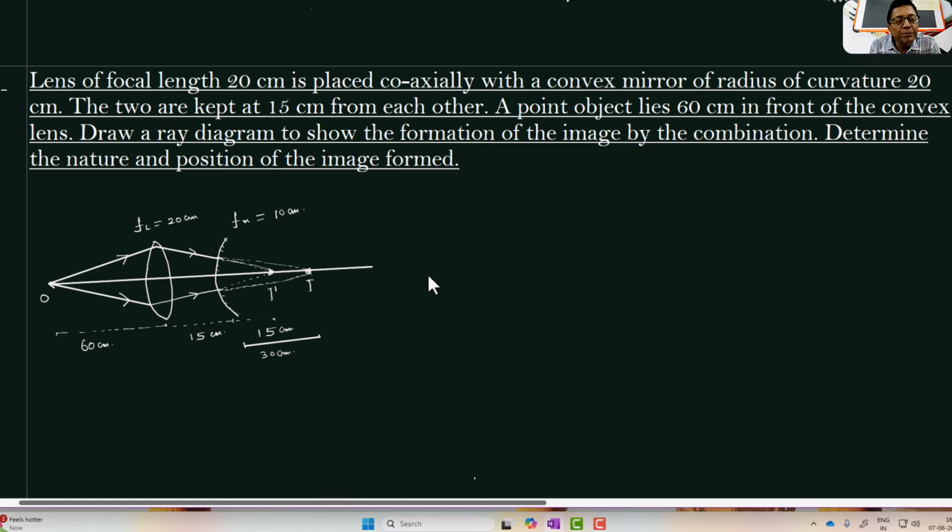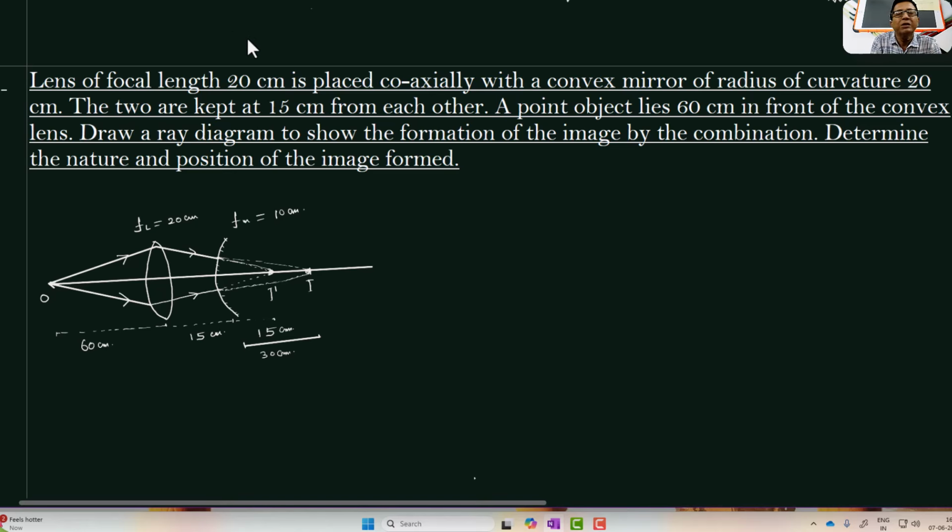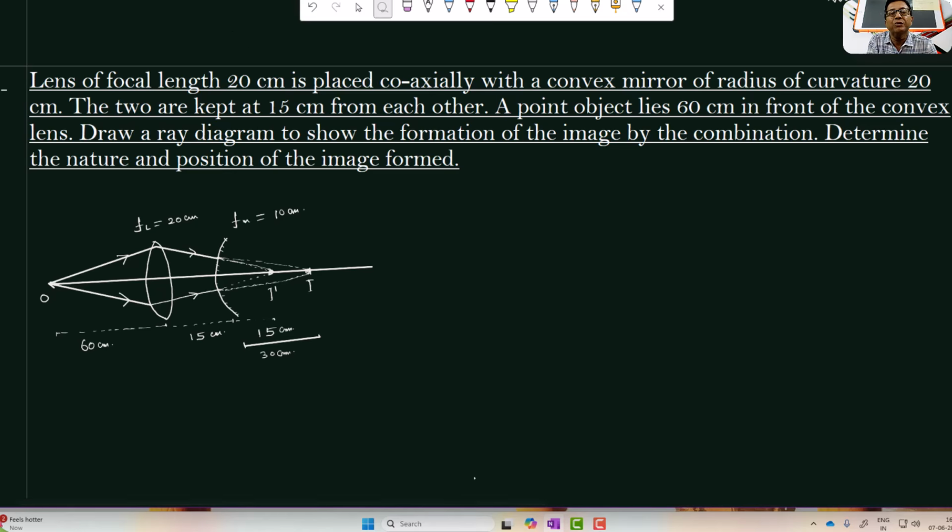So the diagram is almost like this. I have tried to draw my level best for you. This is the object which is 60 centimeter from the convex lens. Their separation, lens and mirror, is 15 centimeter. Focal length of the lens is 20 centimeter as given, and of the mirror 10 centimeter.